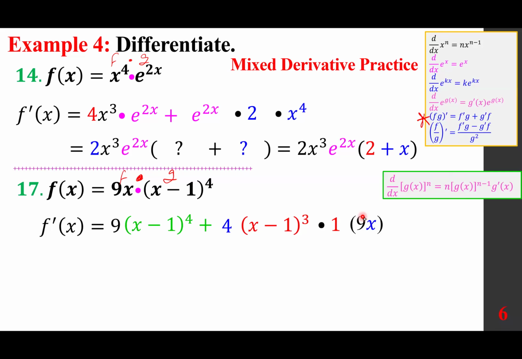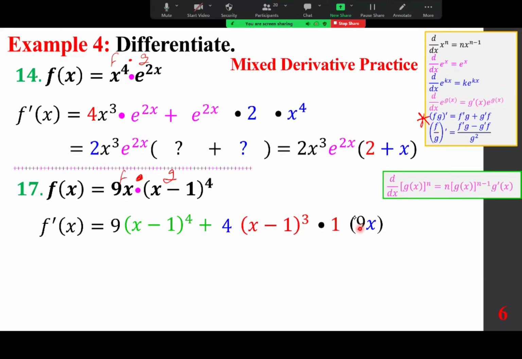So what do we do? We obviously have to take a common factor. So what is in common? 9. What else? X minus 1. Since this one has exponent 4, this one has exponent 3, we go with the smaller of the 2, which is 9 times x minus 1 cubed. So that's important to understand, everybody.